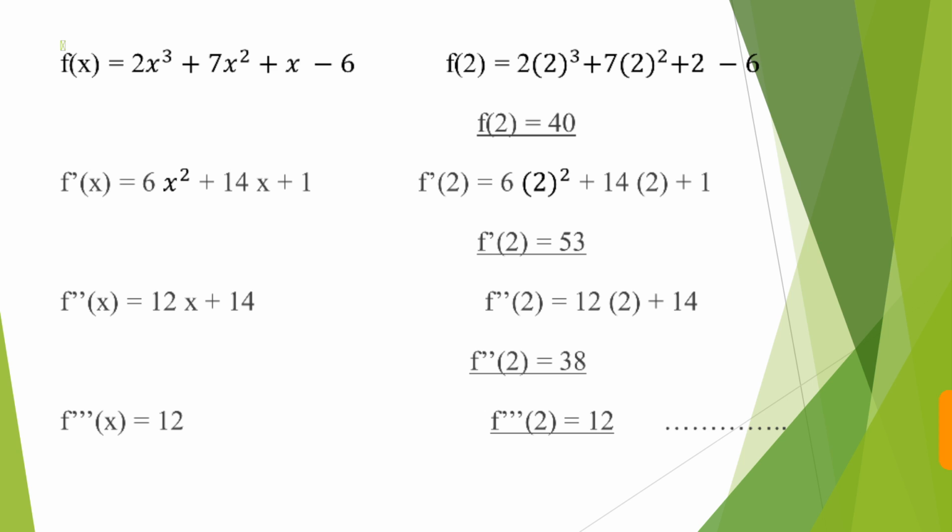So f of x is equal to 2x cube plus 7x square plus x minus 6. We can find here the first derivative of f of x, and we'll get f dash of x is equal to 6x square plus 14x plus 1. Similarly, let's find out the second derivative. F double dash of x is equal to 12x plus 14, and the third derivative becomes 12, according to the derivative of x raised to n, that is n into x raised to n minus 1.